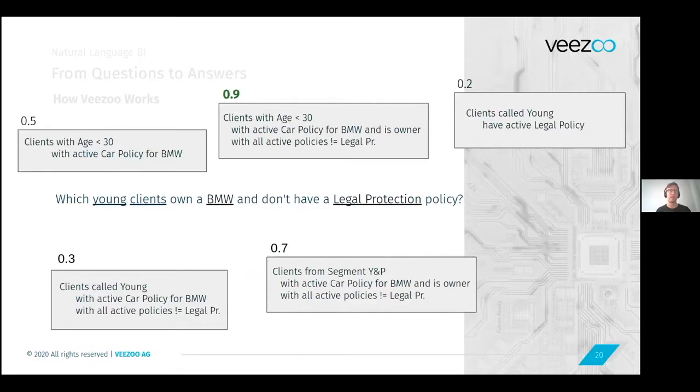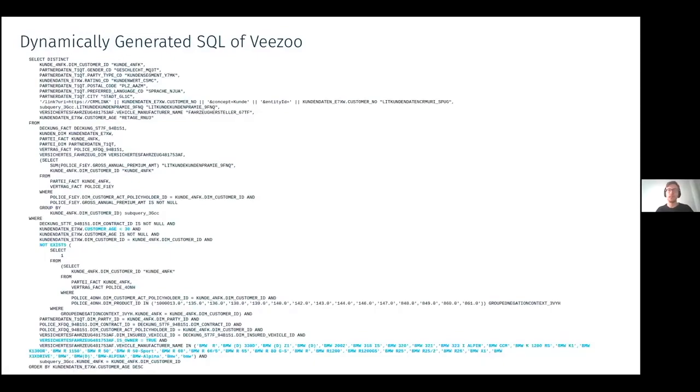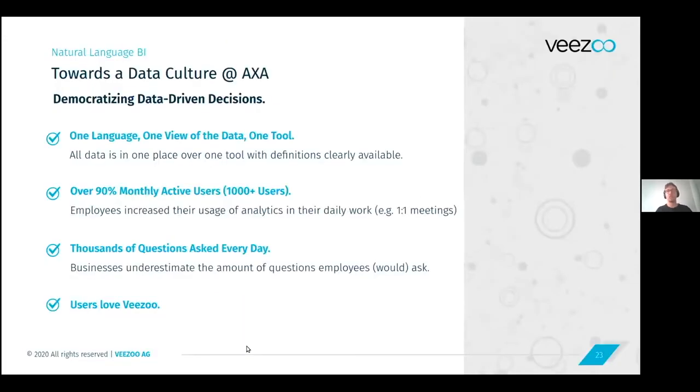We then have a machine learning model that gives a score to each of these ways of understanding the question, and it picks what it believes is the right one, and then generates a query from it, right? So in this case, you can see the customer age below 30. There's some subquery here, BMW, and so on. So that's very briefly how Veezoo works.